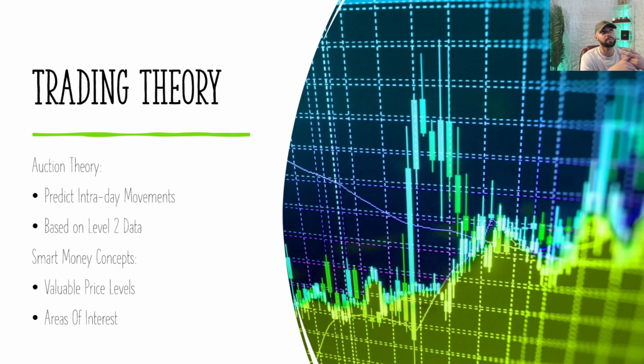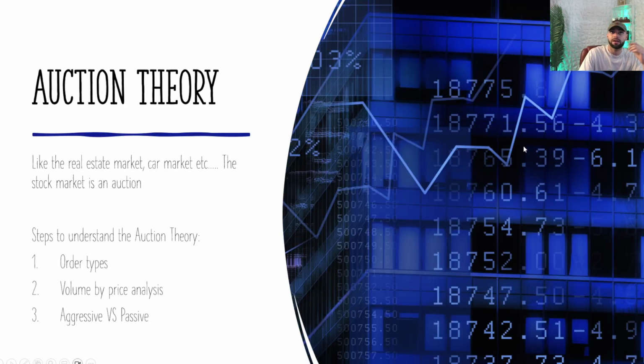Smart money concepts, a theory that was coined, I mean, a different name, same thing. Basically, it gives me the valuable price levels and the areas of interest. Combining these two gives me levels where I want to take trades and entries for these trades, right? So it's very, very good.